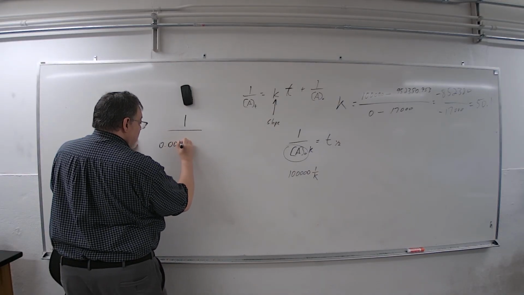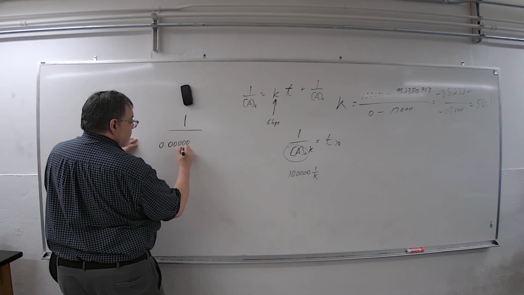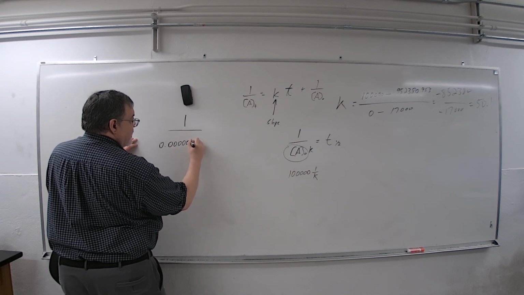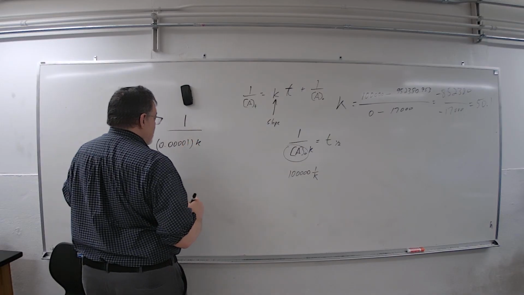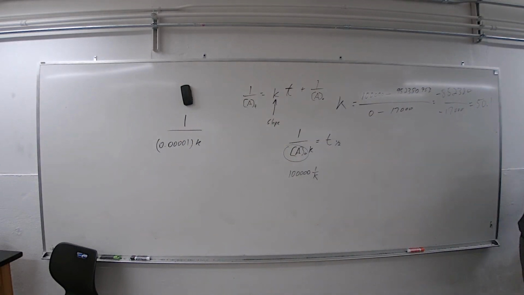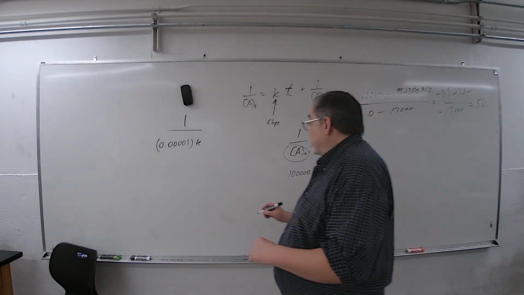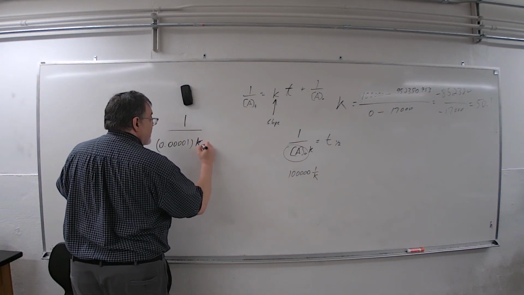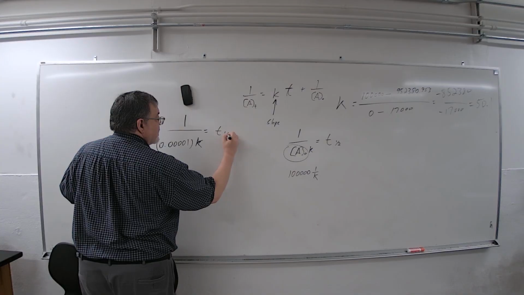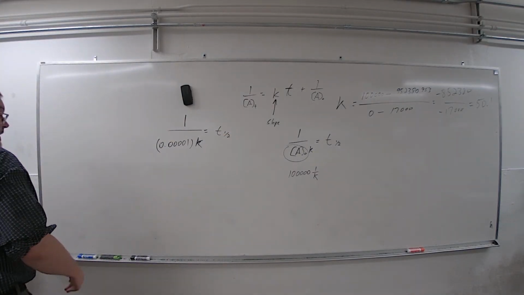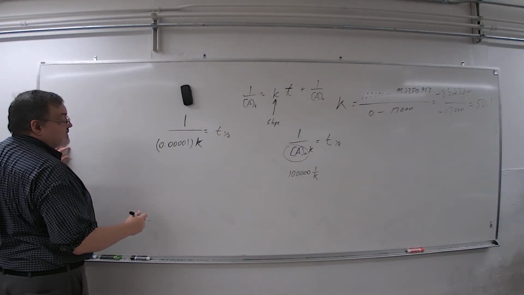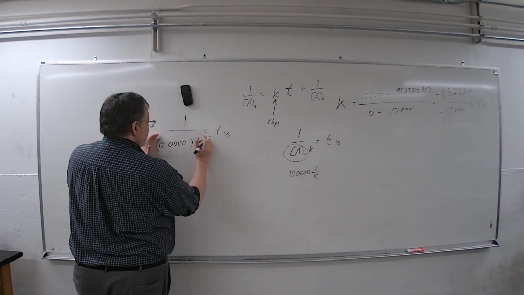Is it 5 zeros? 1, 2, 3, 4, 5. I think it's 4. Okay. 1, 2, 3, 4. It's 4 zeros. Put k here equals t to the 1/2, which is what you're looking for. And if I just went systematically first, I suppose I multiply these two things together first.